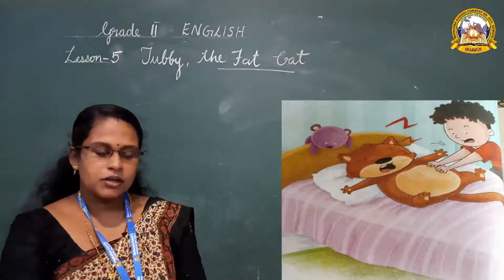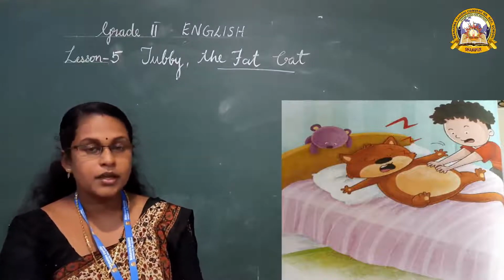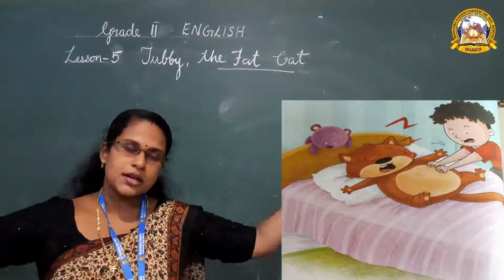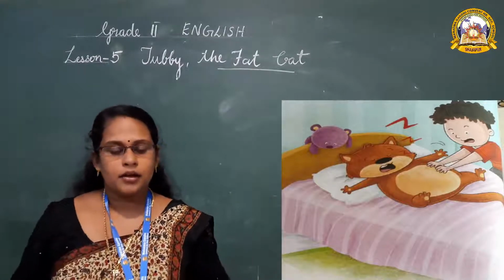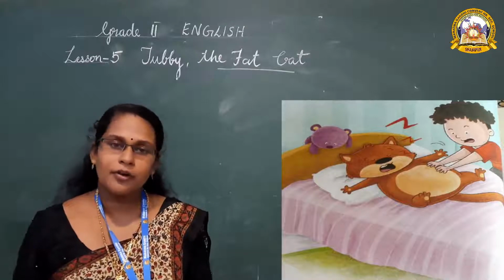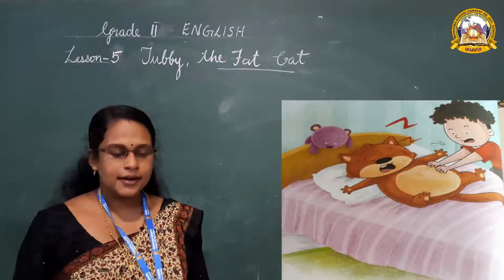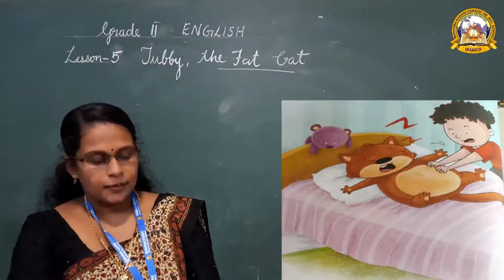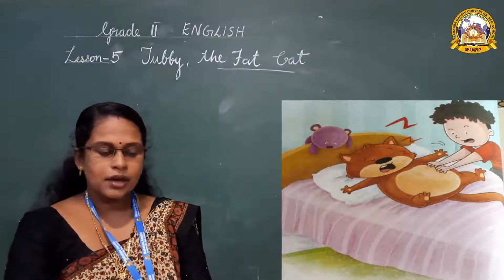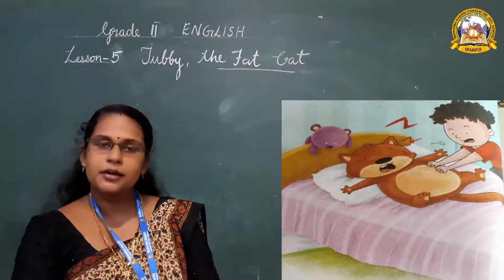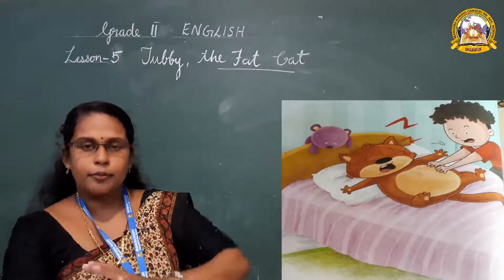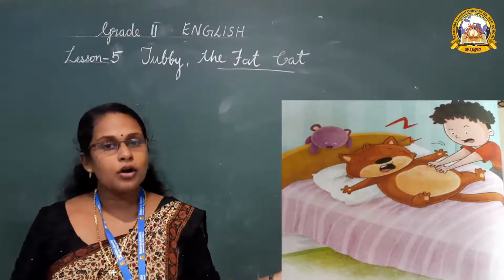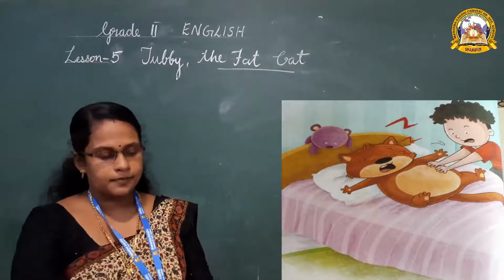Tubby was spread out on his bed. How is Tubby sleeping? He is sleeping on the full bed. There is no place to sleep for Andy. The full bed he has taken to sleep. Tubby was spread out on his bed, what is the meaning of that? Sleeping across the whole bed, there is no place for Andy to sleep.